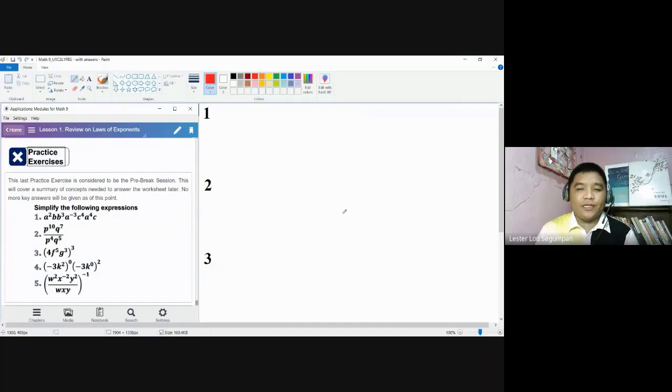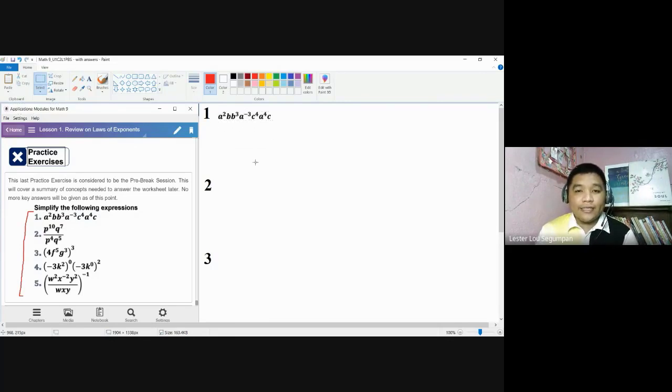Understanding the laws of exponents will greatly benefit our strategies as we proceed to the manipulation of expressions with fractional exponents or even for exponential equations. Let us review those laws of exponents as we answer or simplify items here. So for number one, we are tasked to simplify the expression with these factors.